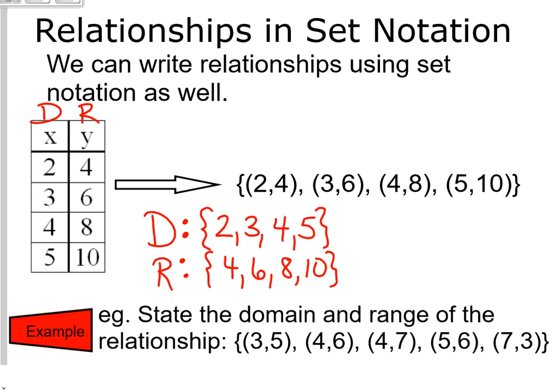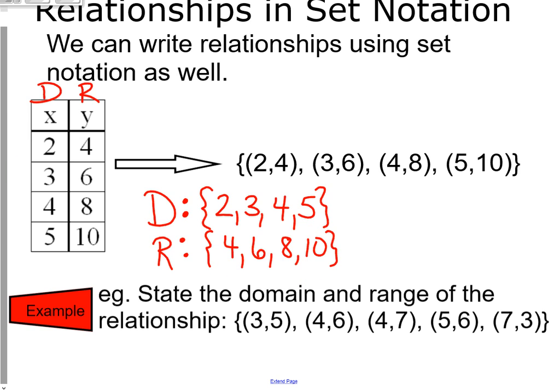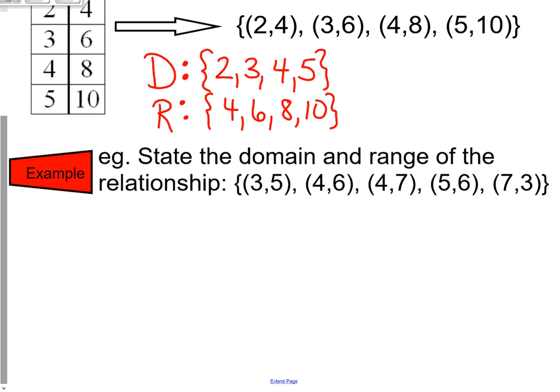Now, let's say we take a look at this example. State the domain and range for this relationship. So instead of writing it as a table of values, they've written it this way as coordinate points. But that's okay, because we know that our domain is going to come from all those x values that we see. So let's see what we have. We start with a 3. And then in the next coordinate point, I have a 4. And then the next coordinate point, I have another 4.